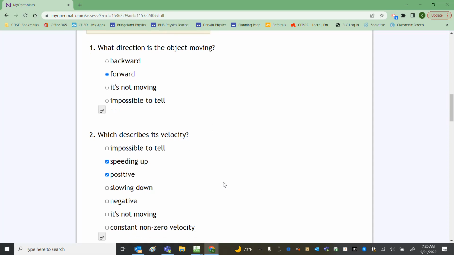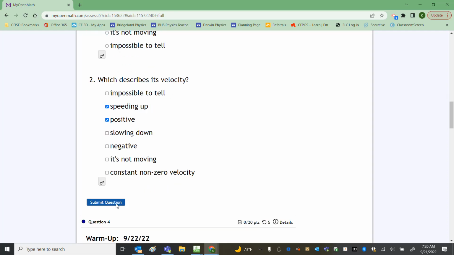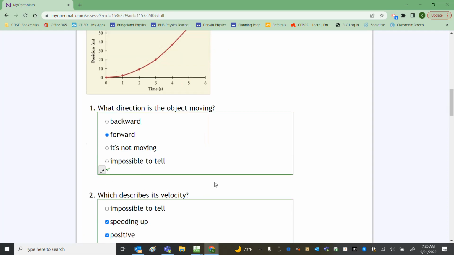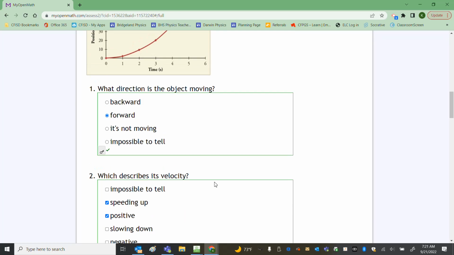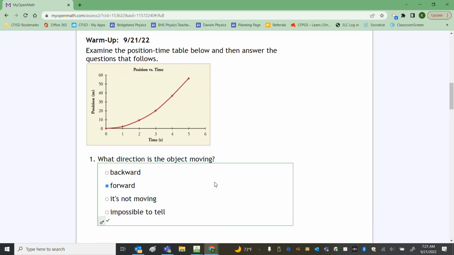Okay, let's see. I think it's just those two. So let's go ahead and submit. And there we go. So that's what you should have for the warm-up question for today. Does anybody have a question about the position time graph? We're going to talk more about graphs today, specifically graphs like this that have curves.